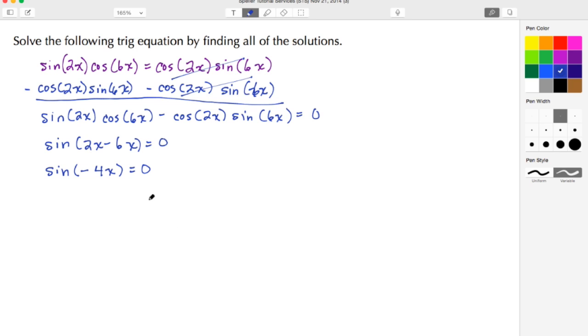set equal to 0. Alright, what I want to do now is a substitution where I say theta is equal to negative 4x. So here I can say that the sine of theta is equal to 0. What I need to do now is lean on the unit circle to figure out what radian measures of theta will give me a value of 0 when I'm using the sine function.